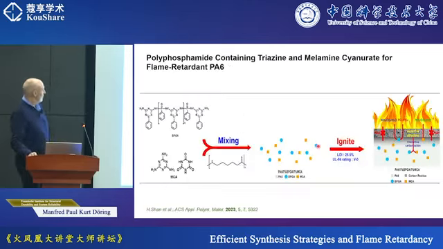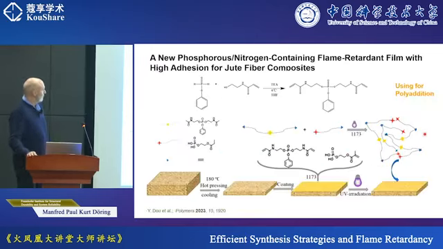Okay, and a newer one published this year. Again, they use this benzoguanamine, which is getting more and more popular, forms this chain again, and they did some investigation here in the case of flame retardancy for PA6. It's interesting for PA6, but we will see more later on.